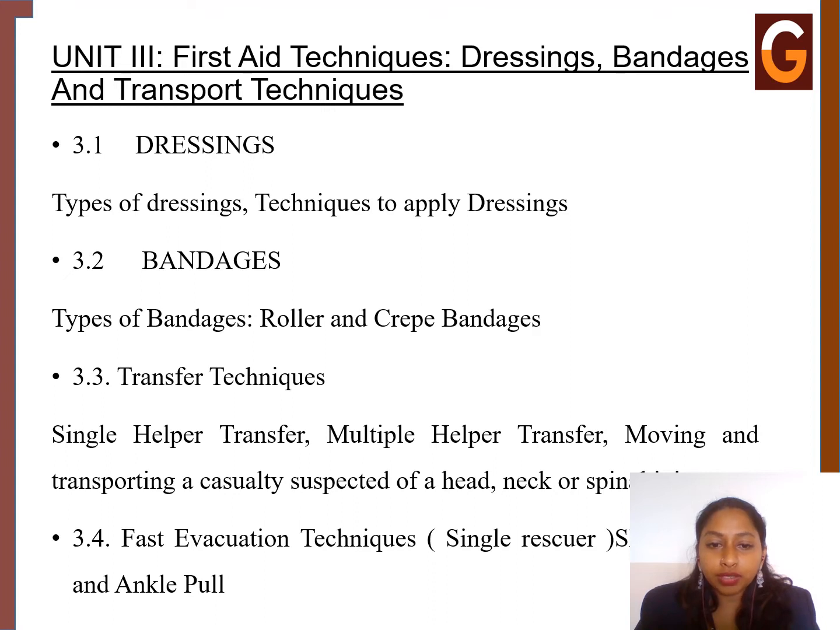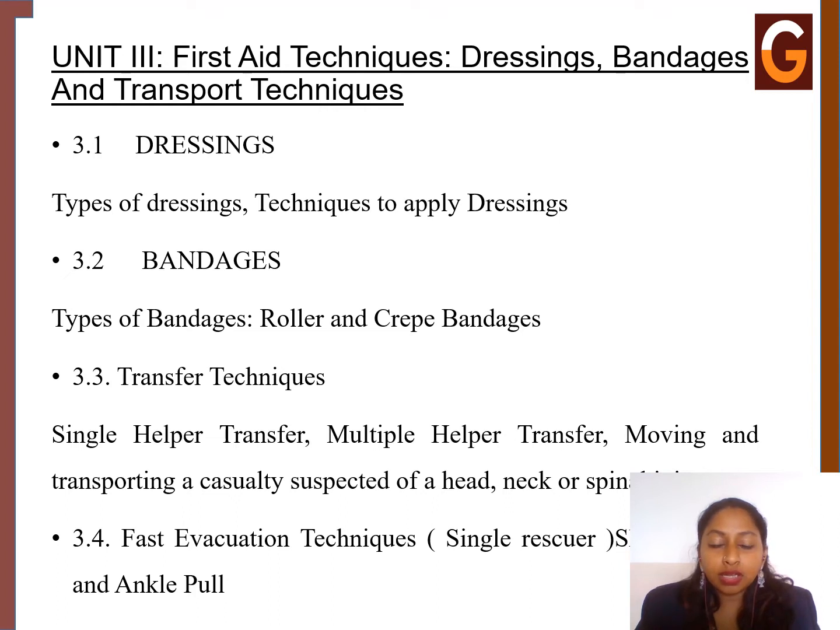3.2 is all about bandages. Bandages, if you have a twist, if you want to do a compression of the areas which are having swellings, and how to give a bandage and what the different bandages available in the market are. So we will be dealing with those aspects in 3.2.